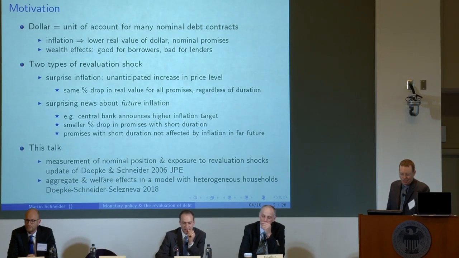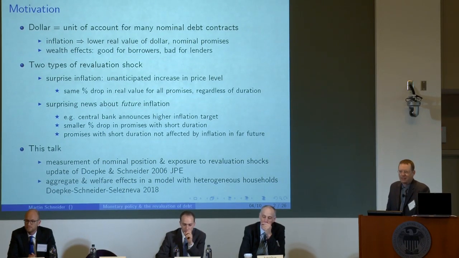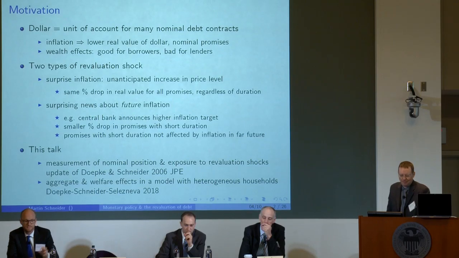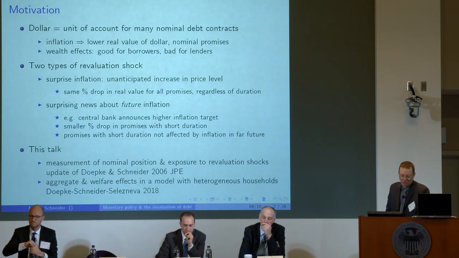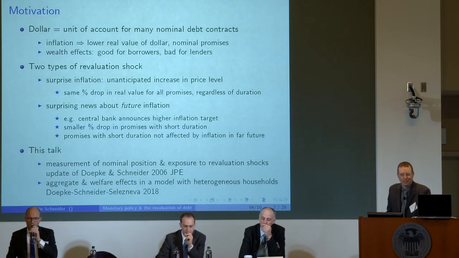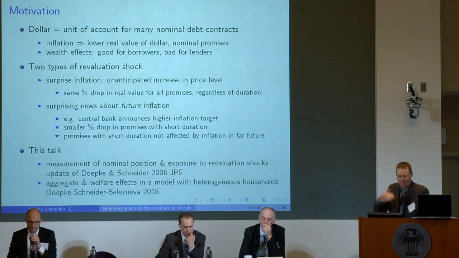The other type of shock is surprising news about future inflation. For example, the central bank might announce a higher inflation target. This then leads to a smaller percentage drop in promises that have relatively shorter duration, because promises with short duration are not affected by inflation in the far future, after the promise has come due.